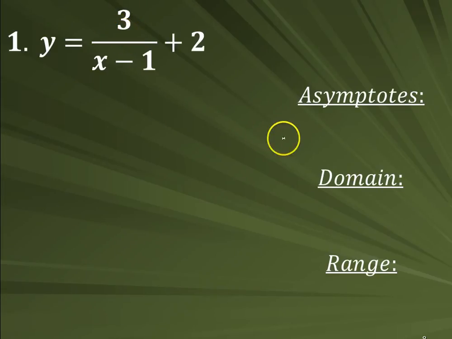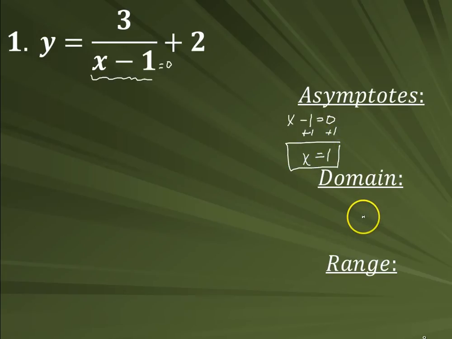What did we say? My x asymptote is always where you put the bottom equal to 0. So x minus 1 equals 0. So what's my x asymptote? x equals 1. My y asymptote for this type of hyperbola, where did it come from? It comes from the outside. So my y asymptote would be y equals 2.